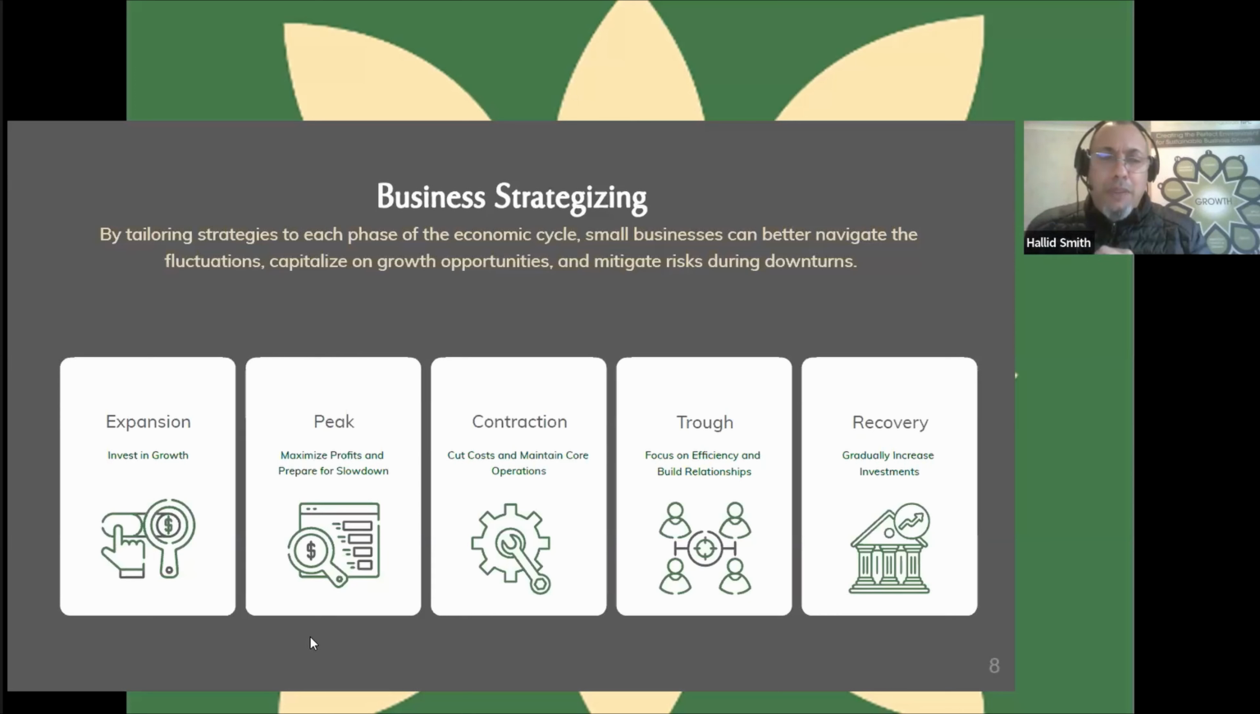Do I need 3 people to do the job? Can I do it with 2 people? If I use a tool, can I do it online? Do we have to go to a face-to-face meeting? Can we meet on Zoom? Those are the things that you're going to be doing during the trough, when we get there.